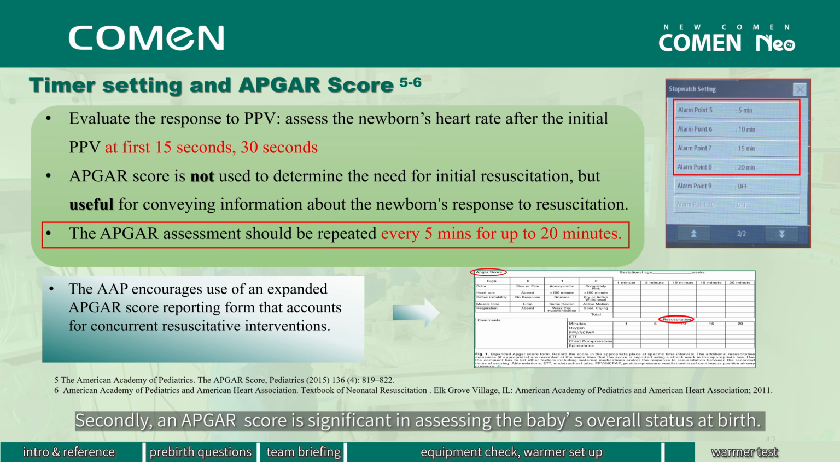Secondly, an APGAR score is significant in assessing the baby's overall status at birth. NRP states that the APGAR score is not used to determine the need for initial resuscitation, but is useful for conveying information about the newborn's response to resuscitation. To correctly describe the baby's condition and provide accurate documentation, the AAP encourages the use of an expanded APGAR score reporting form that accounts for concurrent resuscitative interventions. See the reporting form example.